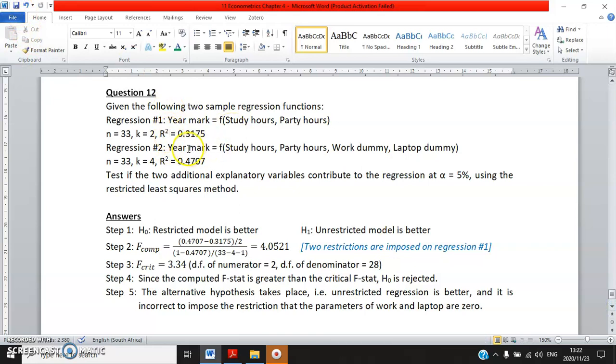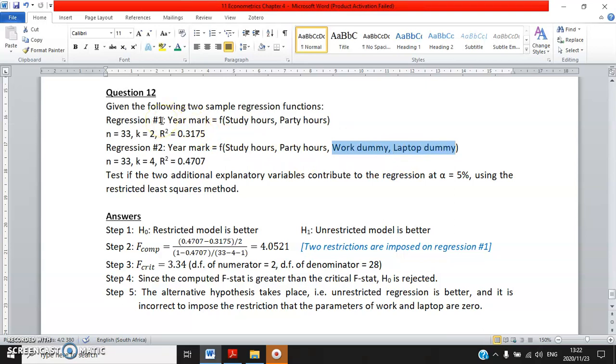Regression 1, regression 2, let's start with regression 2, the unrestricted regression. Marks explained by study hours, party hours, whether you work or not, and whether you own a laptop. I think all four are relevant explanatory variables. But in the first regression, I only include study hours and party hours. In other words, I impose two restrictions on the first regression. The restrictions are the slope parameter of the work dummy is 0, and the parameter of the laptop dummy is also 0, so that these two explanatory variables would not feature in regression 1.